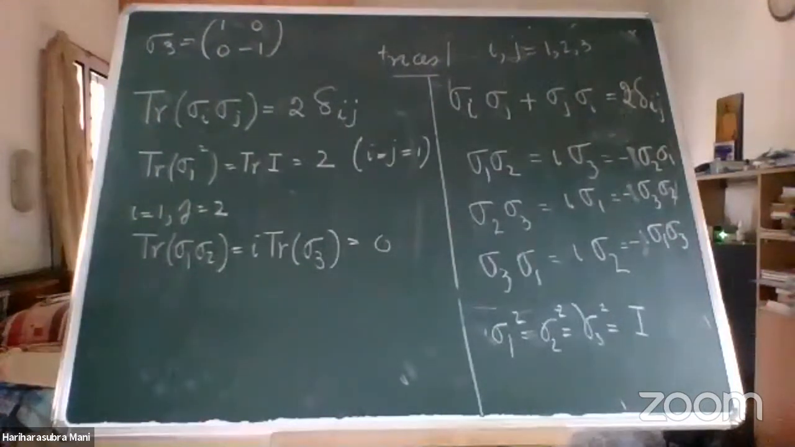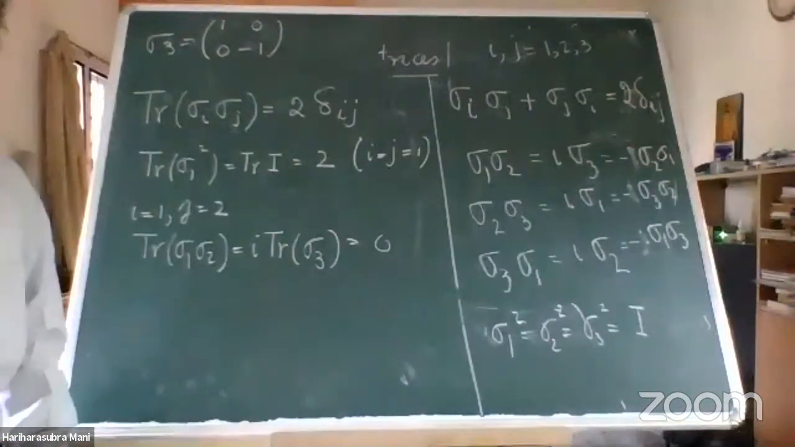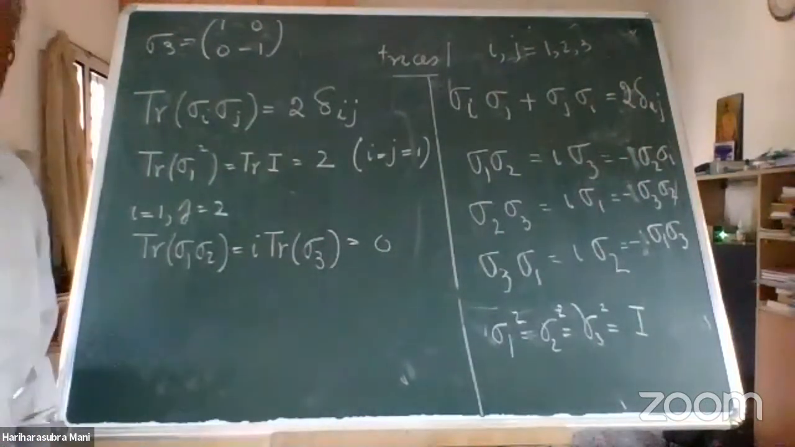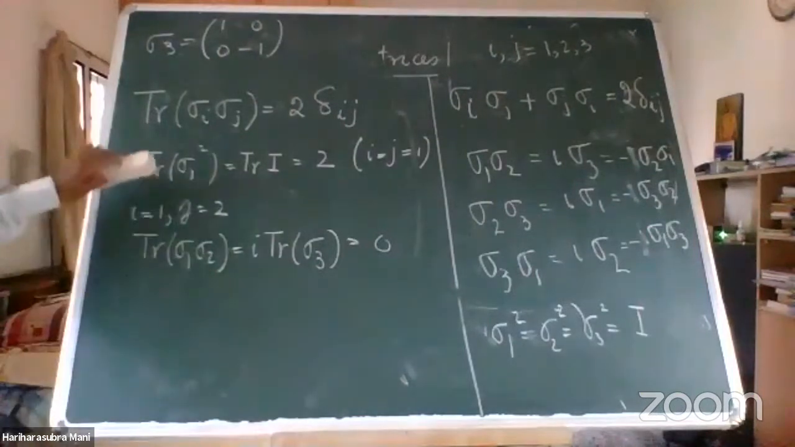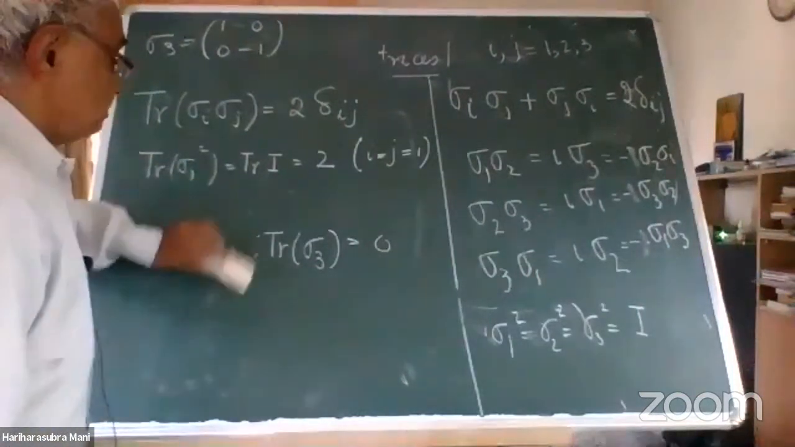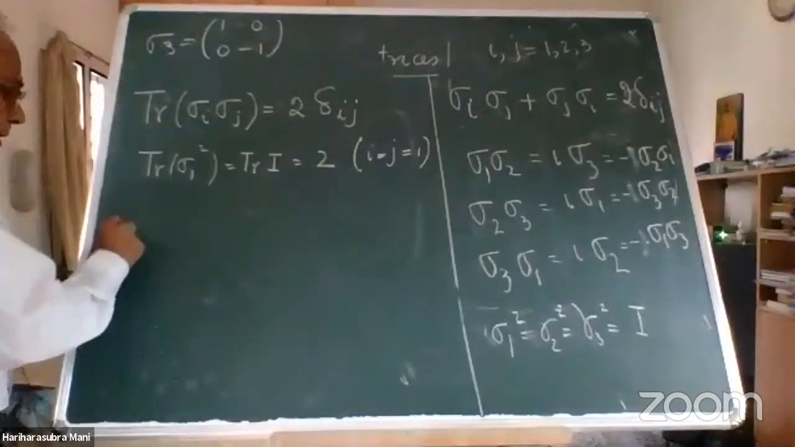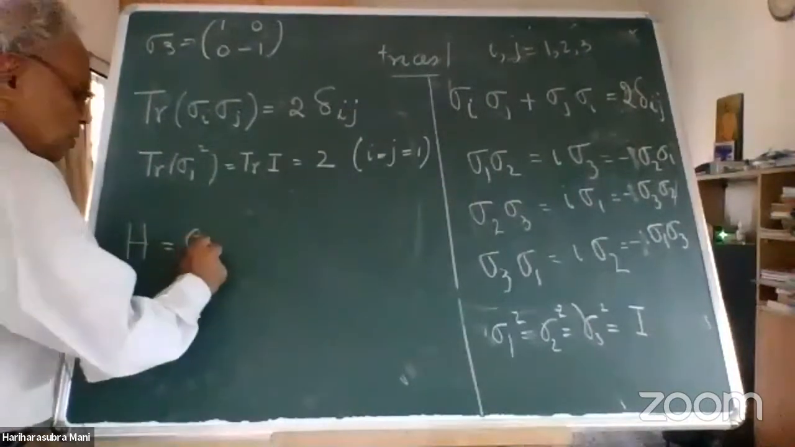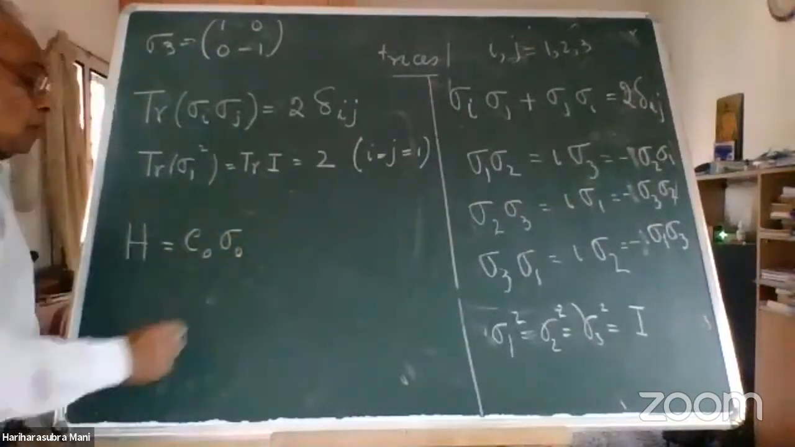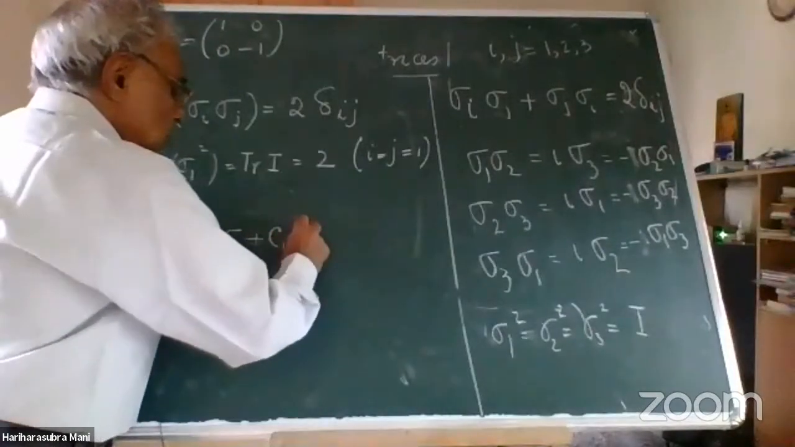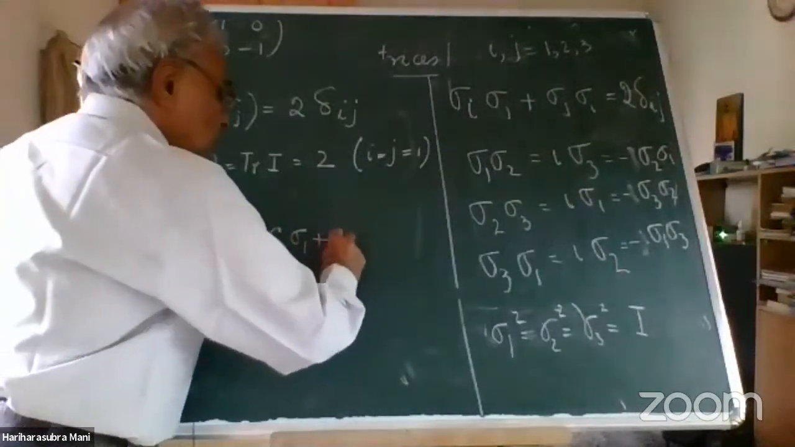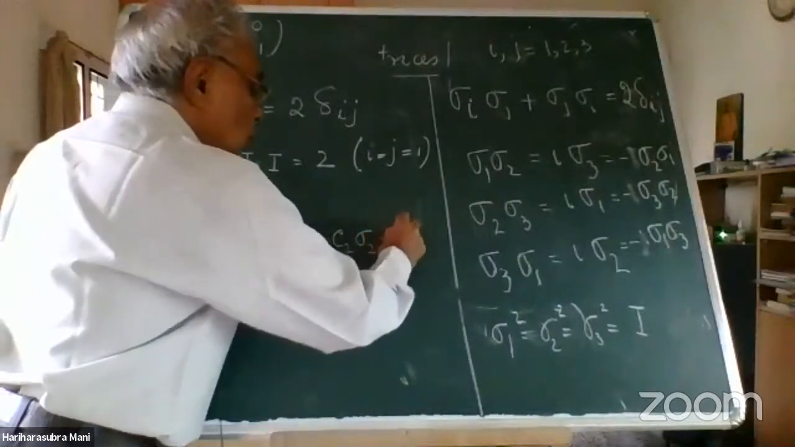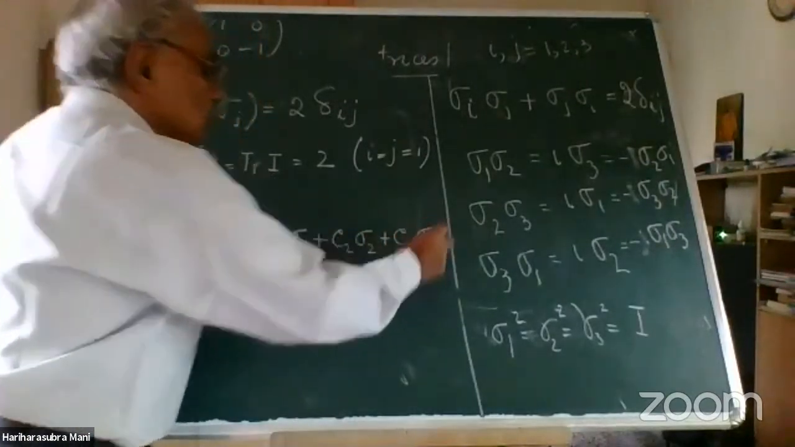So one can think of sigma 0, sigma 1, sigma 2, sigma 3 as an orthonormal basis in the 2 by 2 Hermitian space. So now let me write down any matrix H as C0 sigma 0 plus C1 sigma 1 plus C2 sigma 2 plus C3 sigma 3.